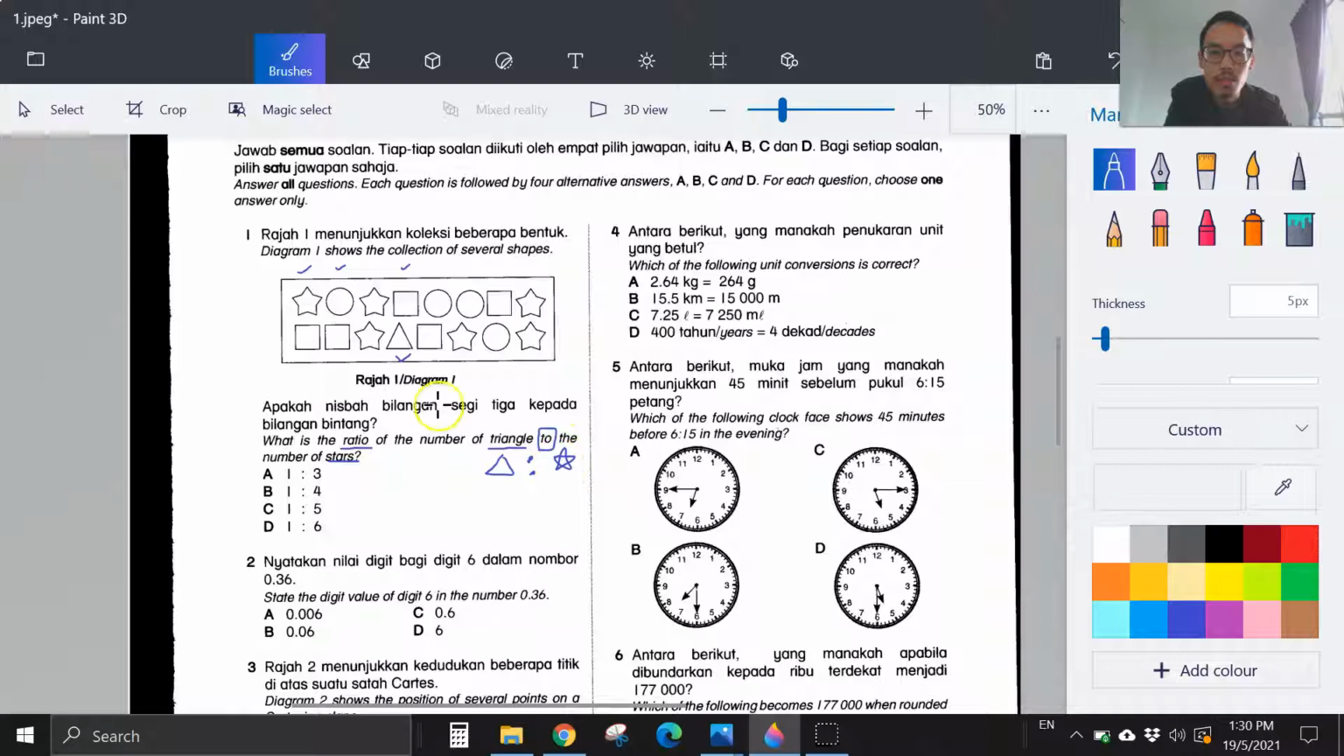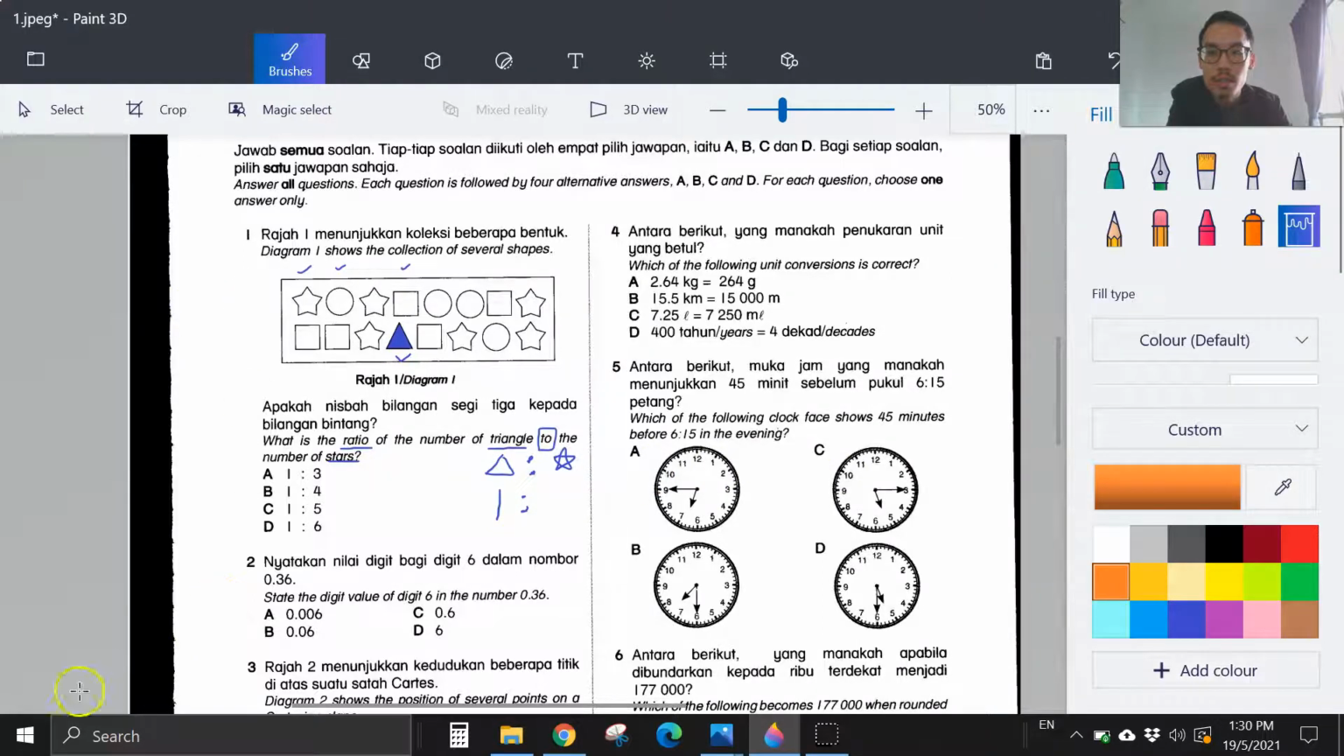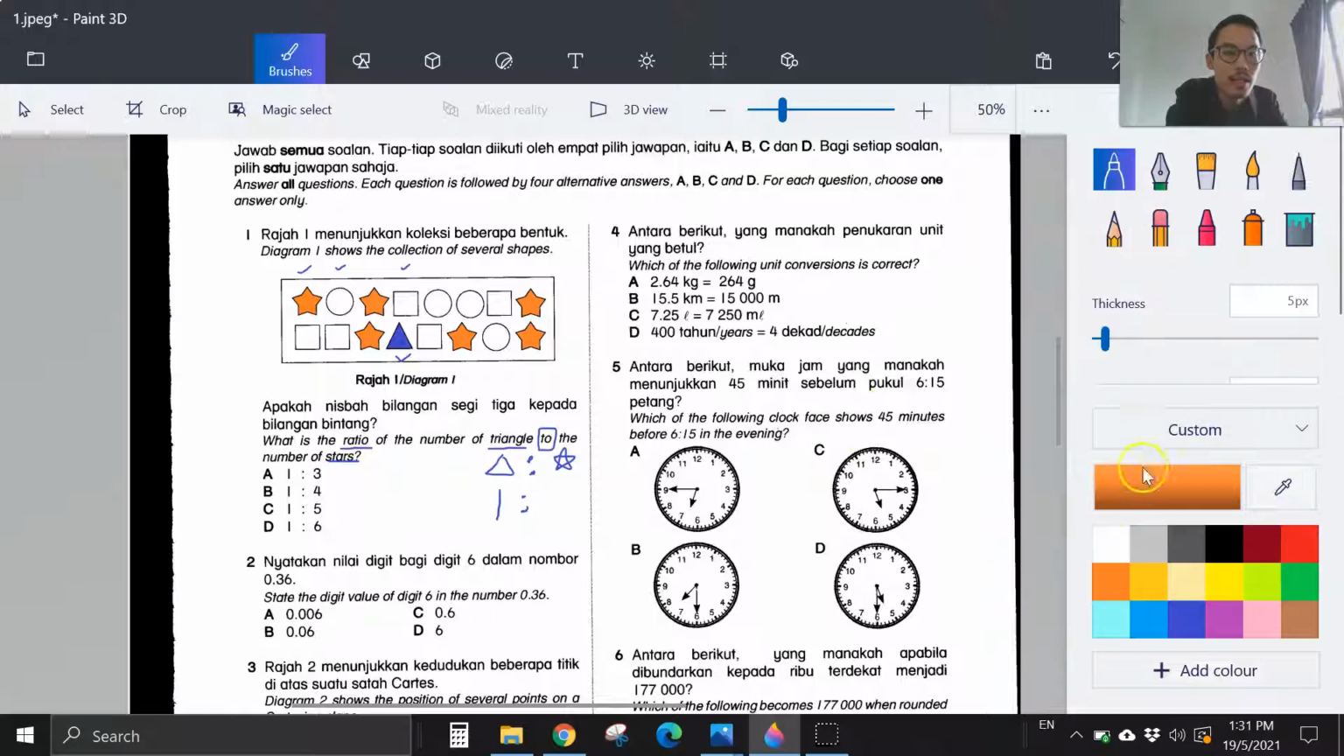So for triangle, you have to count how many triangles. Let's count the triangles. There's only one triangle, so 1 for triangle. Then you have to count the number of stars. 1 star, 2 stars, 3, 4, 5, 6 stars. So altogether there are 6 stars. So 1 triangle and 6 stars.